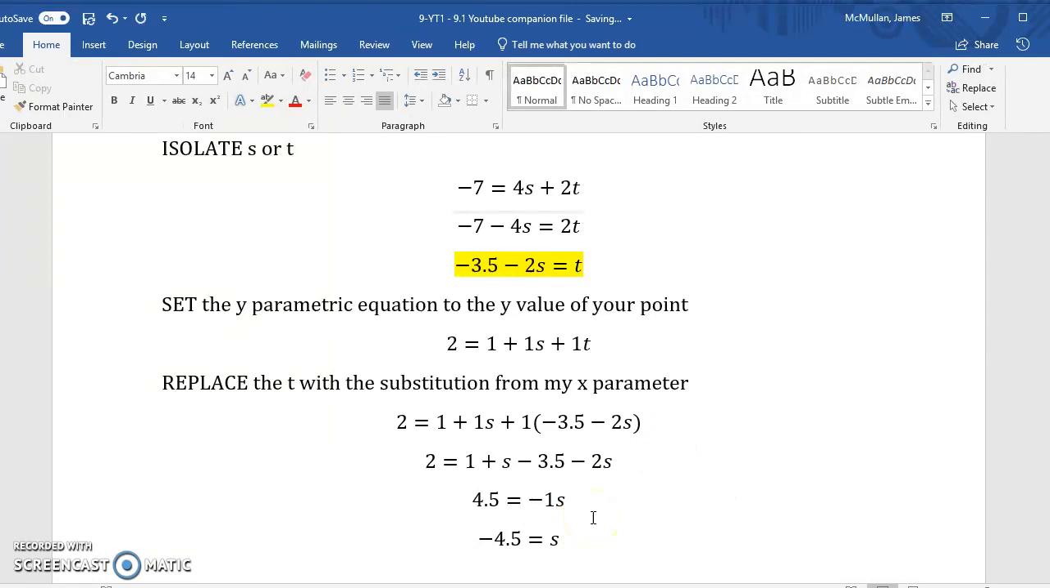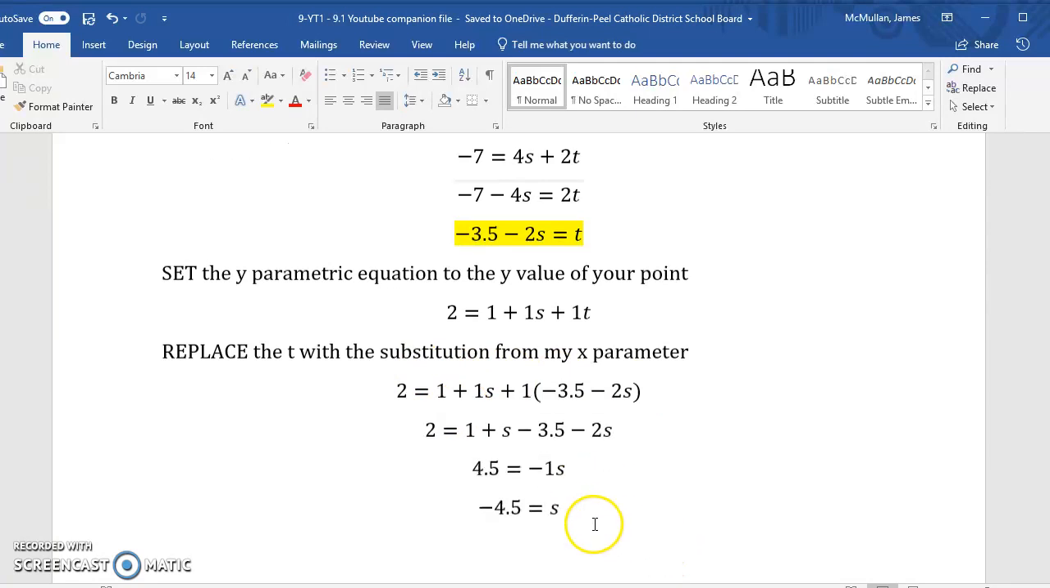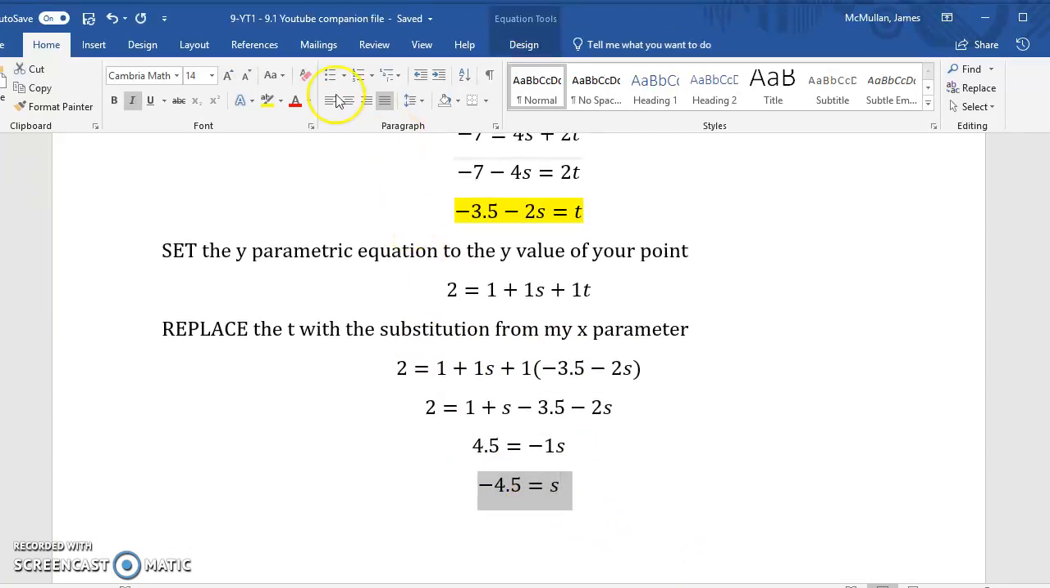Okay, and a quick check of that. Let me just go back and check and make sure this works. So we go 2 equals 1 minus 4.5 is -3.5. Minus 3.5 is -7. Take away 2 times -4.5 is +9, which adds to -7 to make 2. So this is good. So I solved the equation for s.